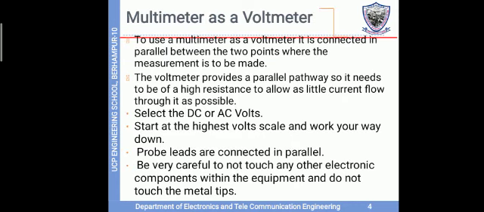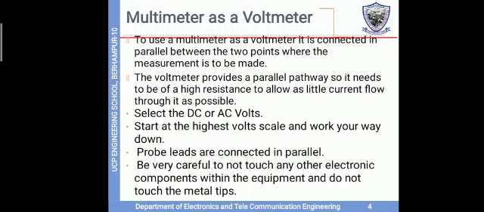Multimeter as a voltmeter. To use a multimeter as a voltmeter, it is connected in parallel between the 2 points where the measurement is to be made. The voltmeter provides a parallel pathway, so it needs to be of high resistance to allow as little current flow through it as possible.